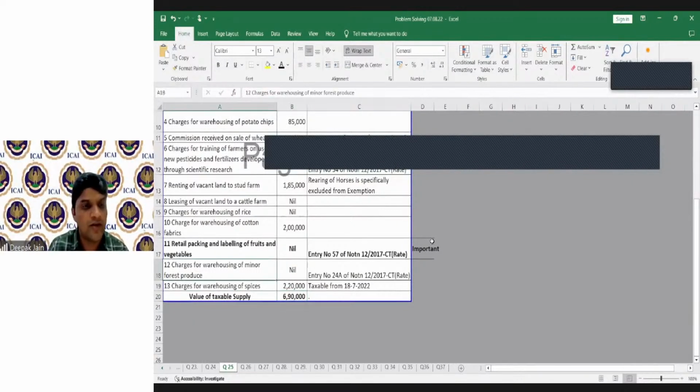Okay, problem in point number 10. What is the problem in point number 10? Warehousing of cotton fabrics is taxable.